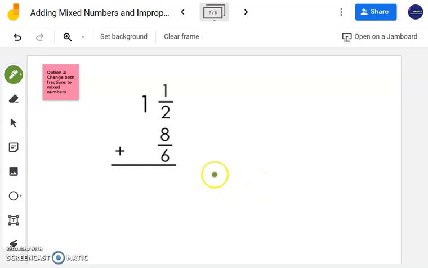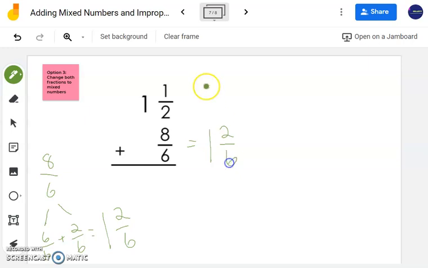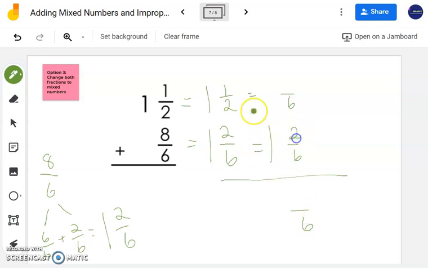Now, the last way is change both fractions to a mixed number. So I'm going to take 8/6, then I know, okay, let's see, I have 6/6 plus 2/6 gives me 8/6. So I have 1 and 2/6, and 1 and 1/2. This looks very familiar to problems we already solved. We know here that my denominator throughout this problem will be 6. We already discovered that. So here I have 1 and 2/6.